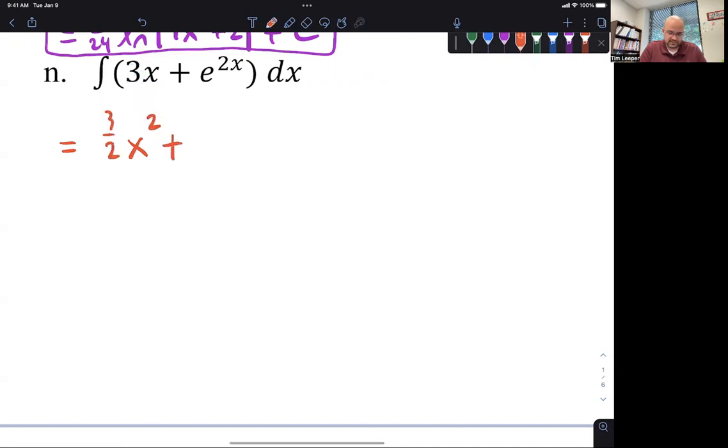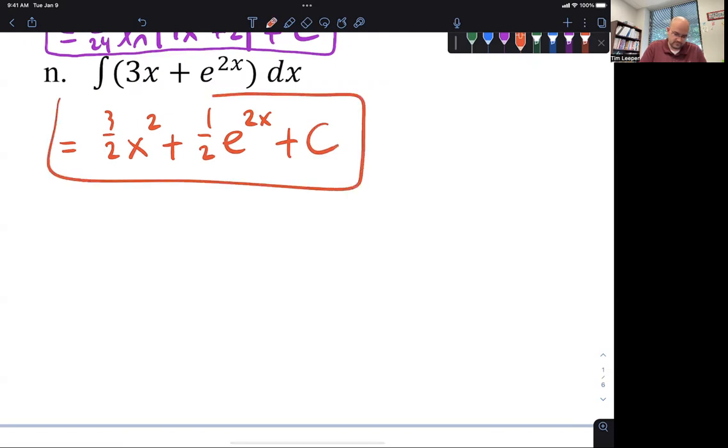And then plus the antiderivative of e to the 2x, well, just rewrite it and divide by the derivative of the exponent, which is 2. I'm just going to go ahead and put 1/2 instead of divide by 2. And then plus c. Now, if you notice, that's it. That's all I have to do.